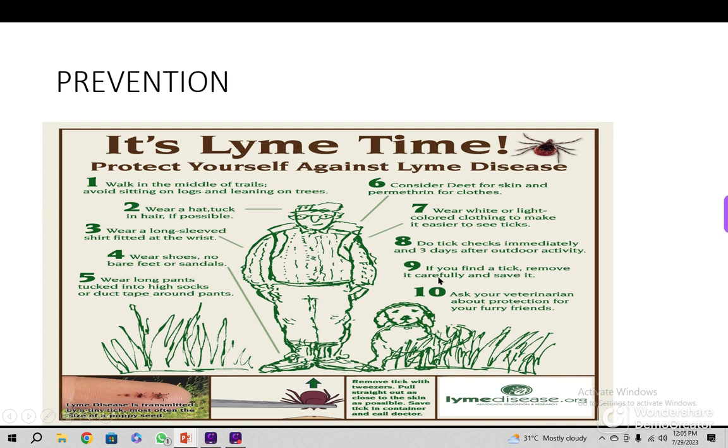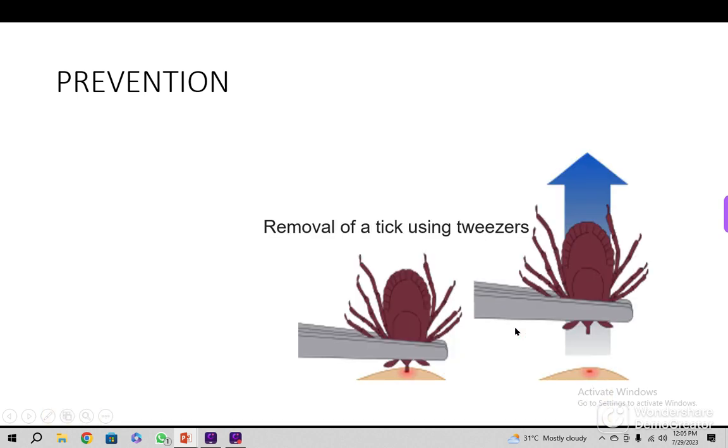If you find a tick, remove it carefully and save it for study. And ask your veterinarian about protection for your furry friends. This is how you remove the tick. This is the technique. Tweezers are used. Pick it like this and pull vertically, very quickly, so that this part does not remain inside your body. It should come out immediately with the tweezers. Otherwise, if it breaks off, it will cause granuloma formation or some other problem.